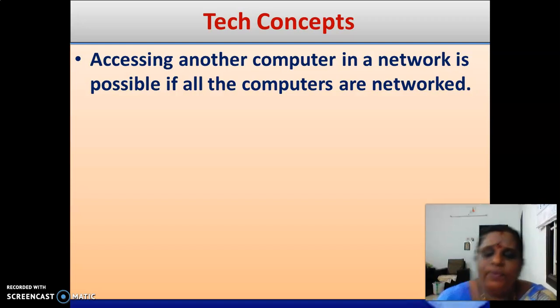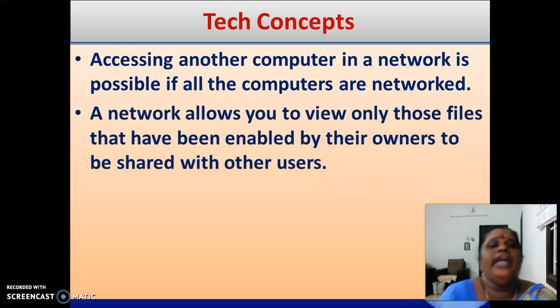Likewise, if it is networked, a network allows you to view only those files that have been enabled by their owners to be shared. In our lab itself, you might have seen the shared files, right? From your system, we can share the files to the printer system and we can take the printout, isn't it? So the sharing of files in the network allows you to view a file only if it is being shared, okay?